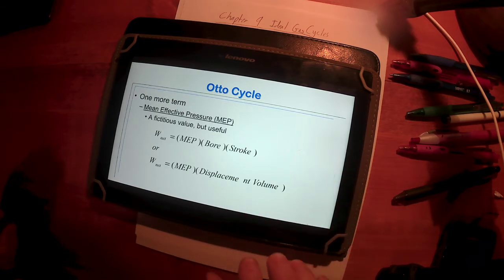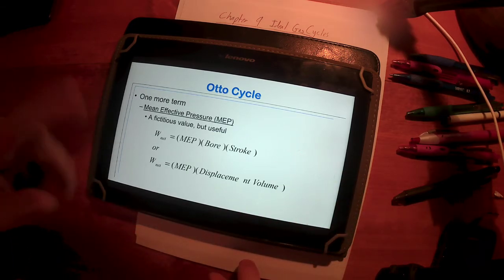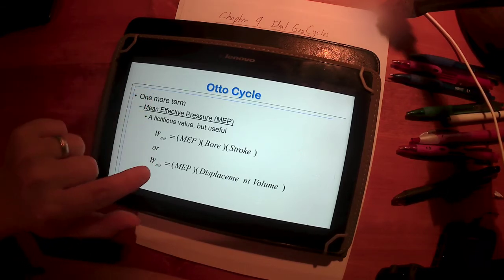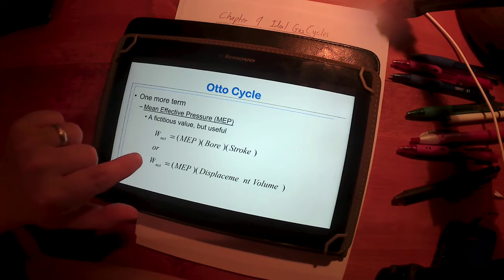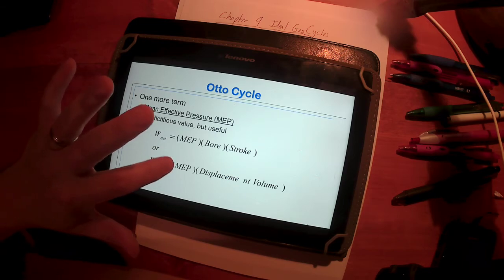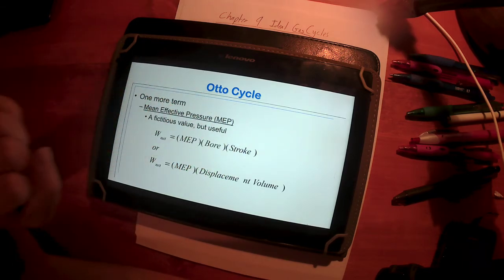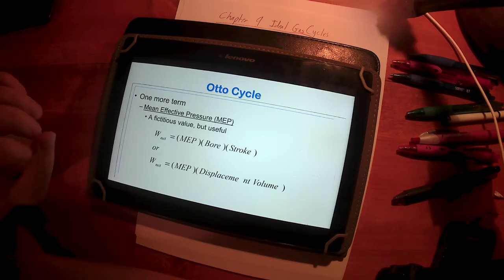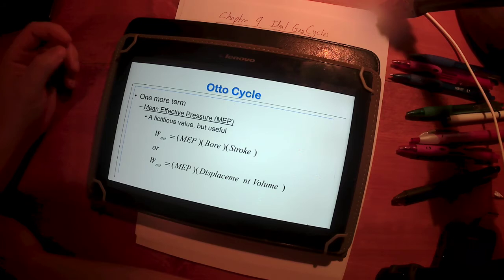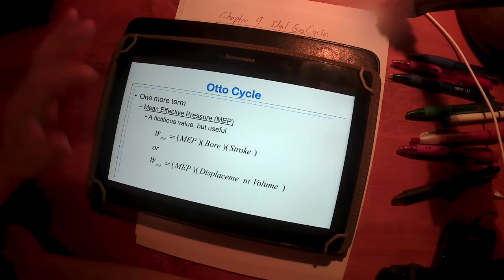Okay. There is one additional term here. I'm not going to spend any time on this. If you have questions about mean effective pressure, let me know. It's a pretty simple formula to determine. You take the work out from the engine, and the net work out would be the displacement volume multiplied by the mean effective pressure. I don't see this term being used outside of the textbook, so I really don't spend a lot of time talking about it. It's a simple formula.